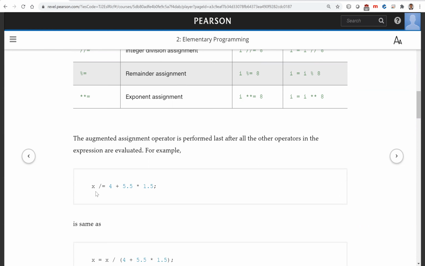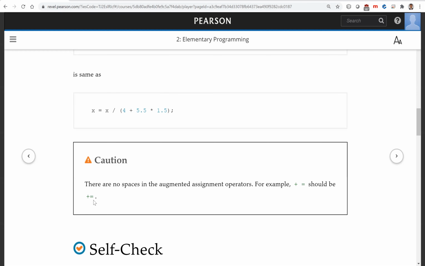So please note that there is no space in the augmented assignment operator. So you have to write plus equal. There should be no space separating those two symbols.